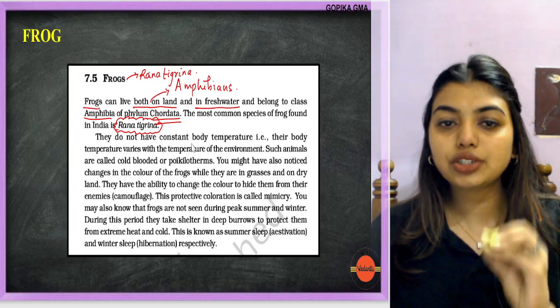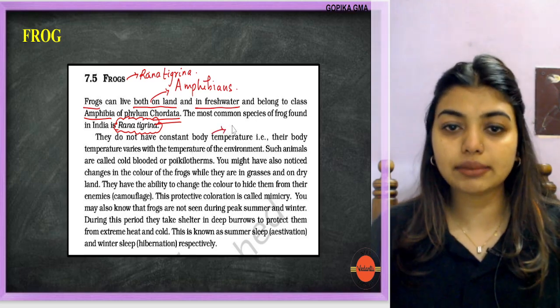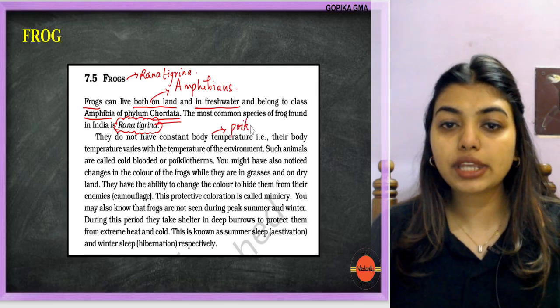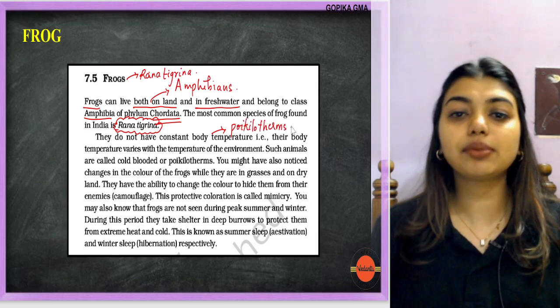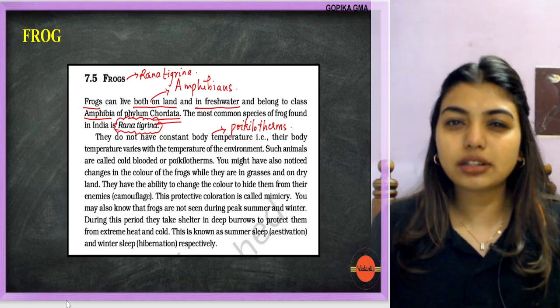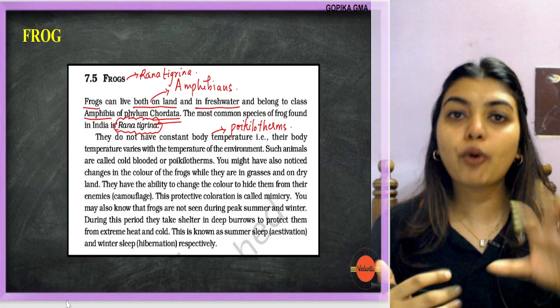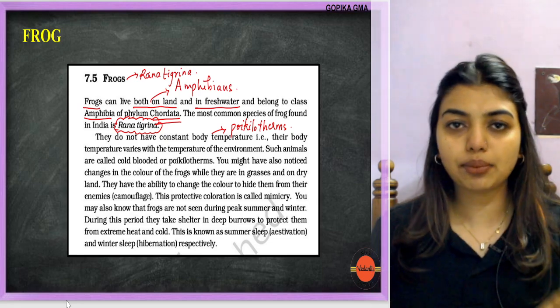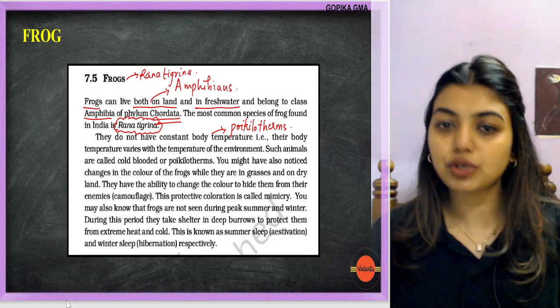Now, they do not have constant body temperature. That means they are cold-blooded animals, or the other term is poikilotherms. Students, you have to know these terms, because general terms like cold-blooded and warm-blooded we usually use, but you have to know poikilotherm. Such words are important from a scientific point of view, because if a question comes, you should be in a position to write it.